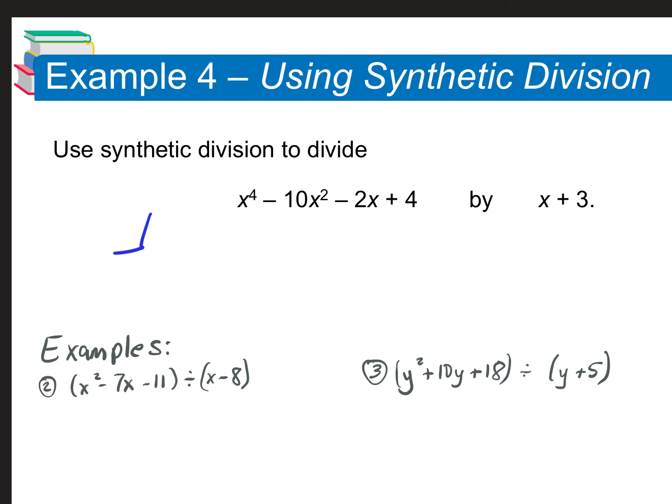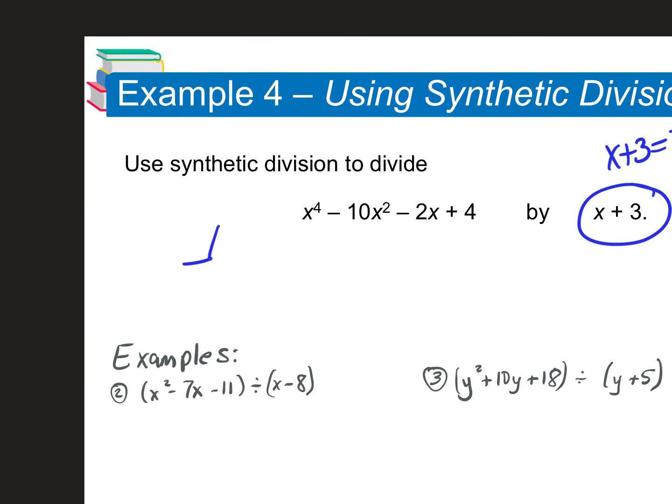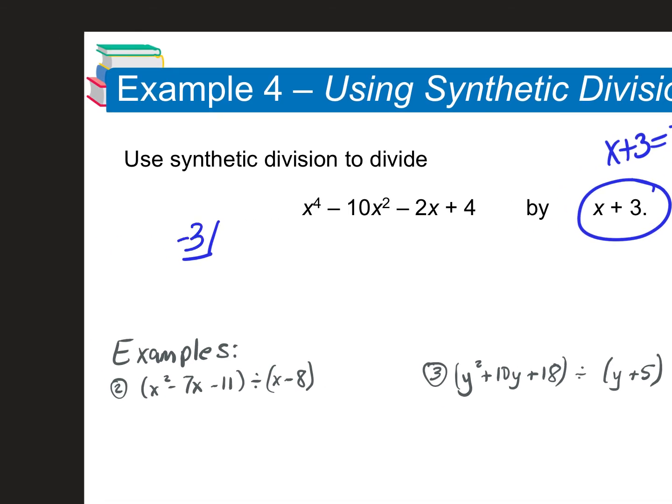Okay, so then what goes in the L thingy? The top. Whatever we're dividing by, x plus 3, we're going to set equal to 0. So our first step, we say x equals negative 3. Now we're going to synthetically divide by negative 3. Some people like to put it in a box.